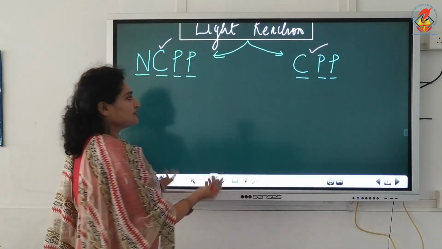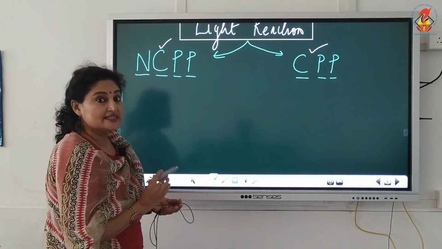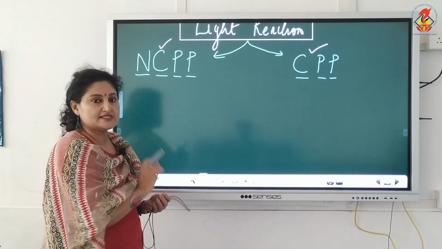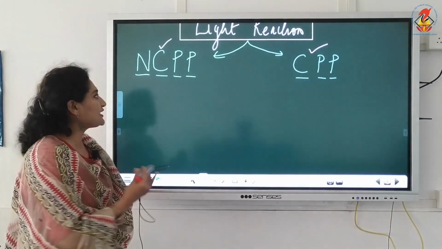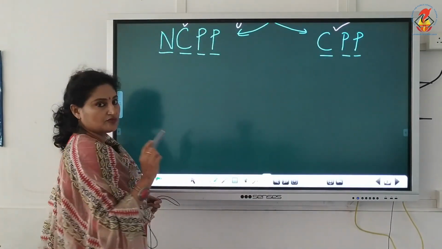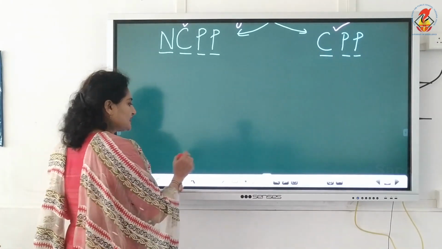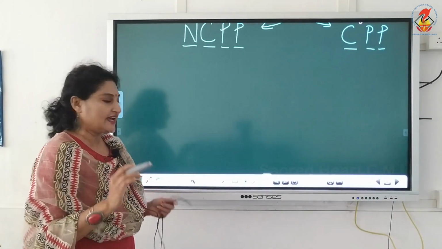But we are going to see the difference. The difference definitely lies in the first abbreviation, NC, and the other one is C. NC stands for non-cyclic and C stands for cyclic. To understand that, let me start off with the first type of light reaction called non-cyclic photophosphorylation. In non-cyclic photophosphorylation, both the photosystems are involved, photosystem 1 and photosystem 2.